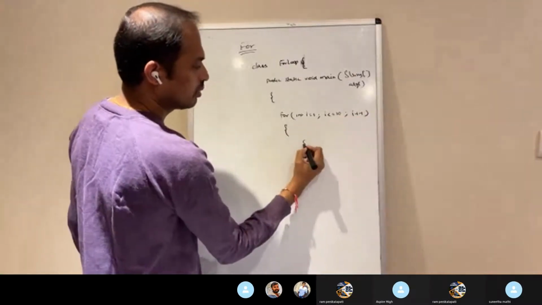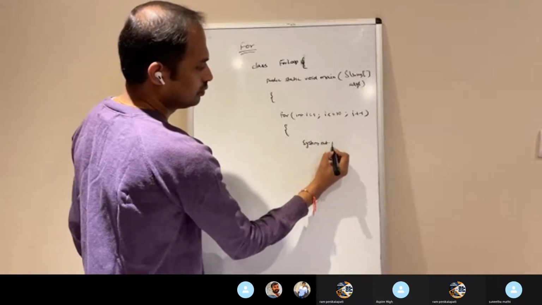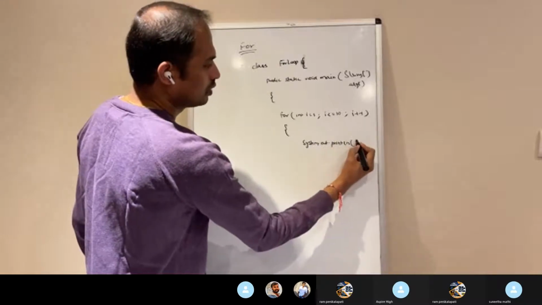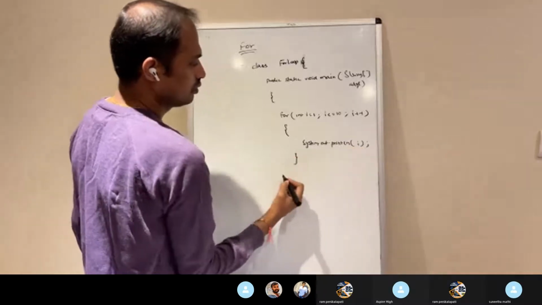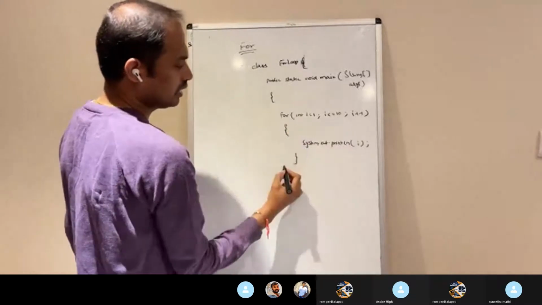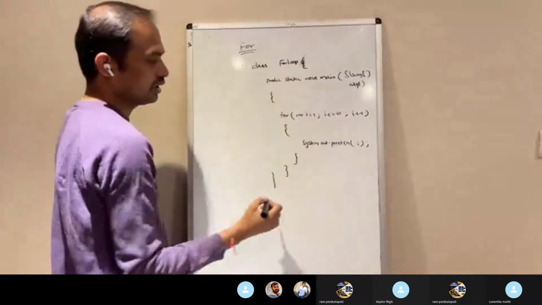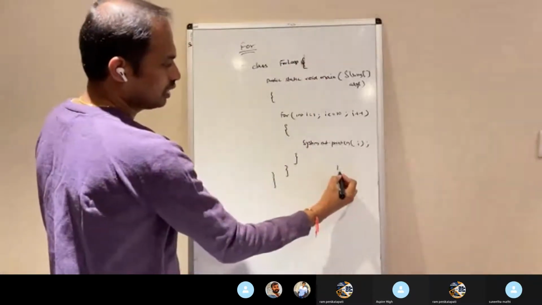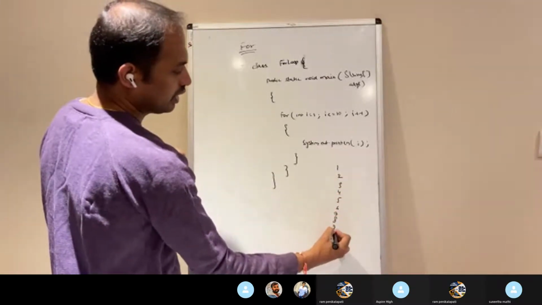So system.out.println i. This for loop is closing here. This main method is closing here. The class is closing here. So this is the for loop. It will print 1, 2, 3, 4, 5, 6, 7, 8, 9, 10.